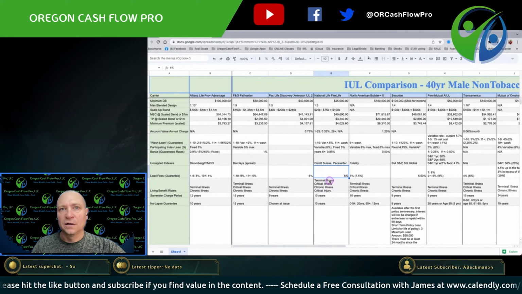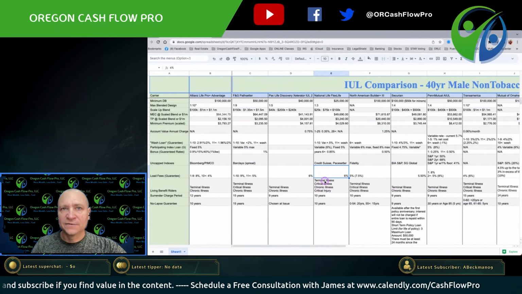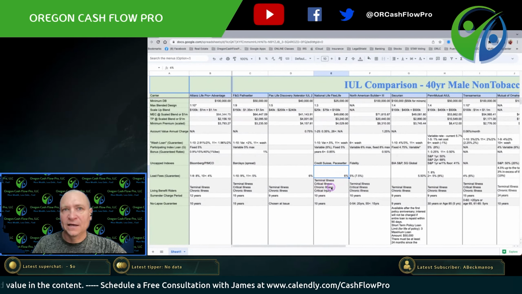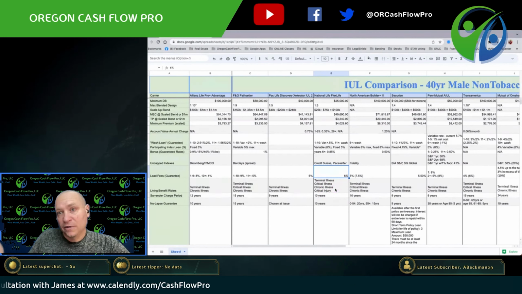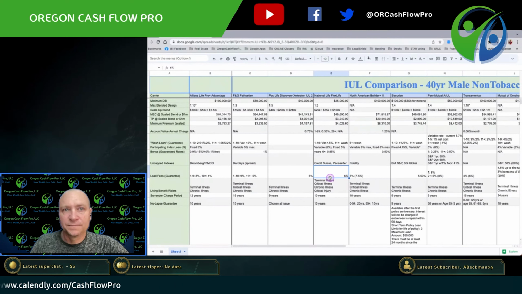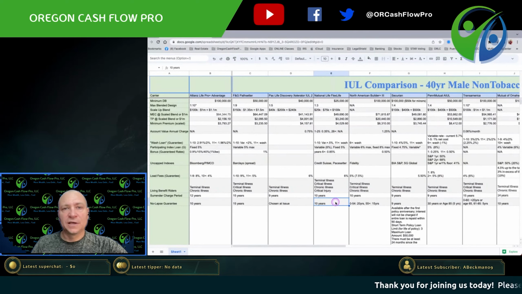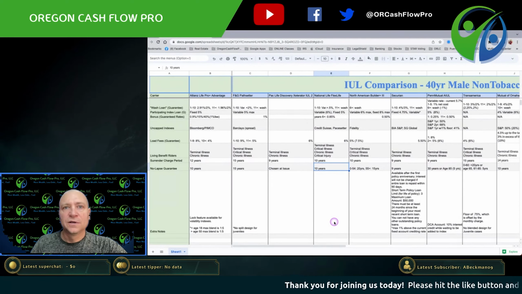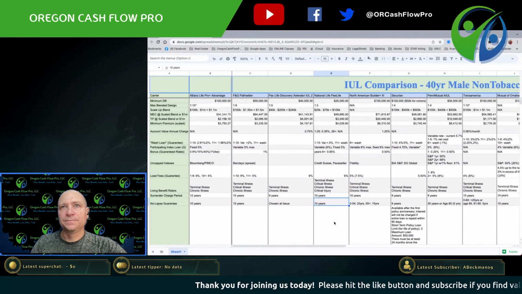What might tip the scales in National Life's favor is people like to have that extra living benefit rider, depending on the risks that they think they might end up needing it, right? So the surrender charge period, 10 years with National Life, and the no lapse guarantee, also 10 years. And we have no notes for this one.